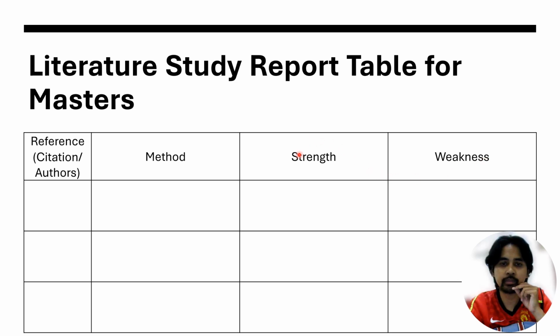So strength is basically the contribution of the paper. The something in that paper that you cannot find in other papers is called the strength. And the weakness is, of course, the research gap that you have defined from the paper. So this is, once again, the research gap that you have defined from the paper that, if you feel, can become the topic of your own thesis.